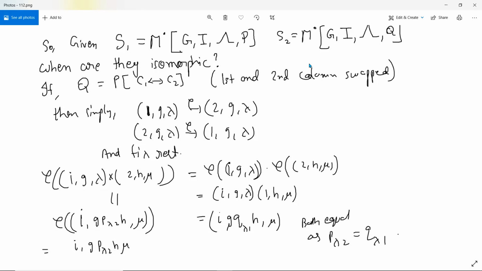That's right. And so instead of working with the matrix P, we can just swap the rows and simplify the matrix and so on if we want to, right? So that's how we will use this. I mean, it means that if you get Q by permutation of rows and columns of P, then S1 and S2 will be isomorphic. Okay.